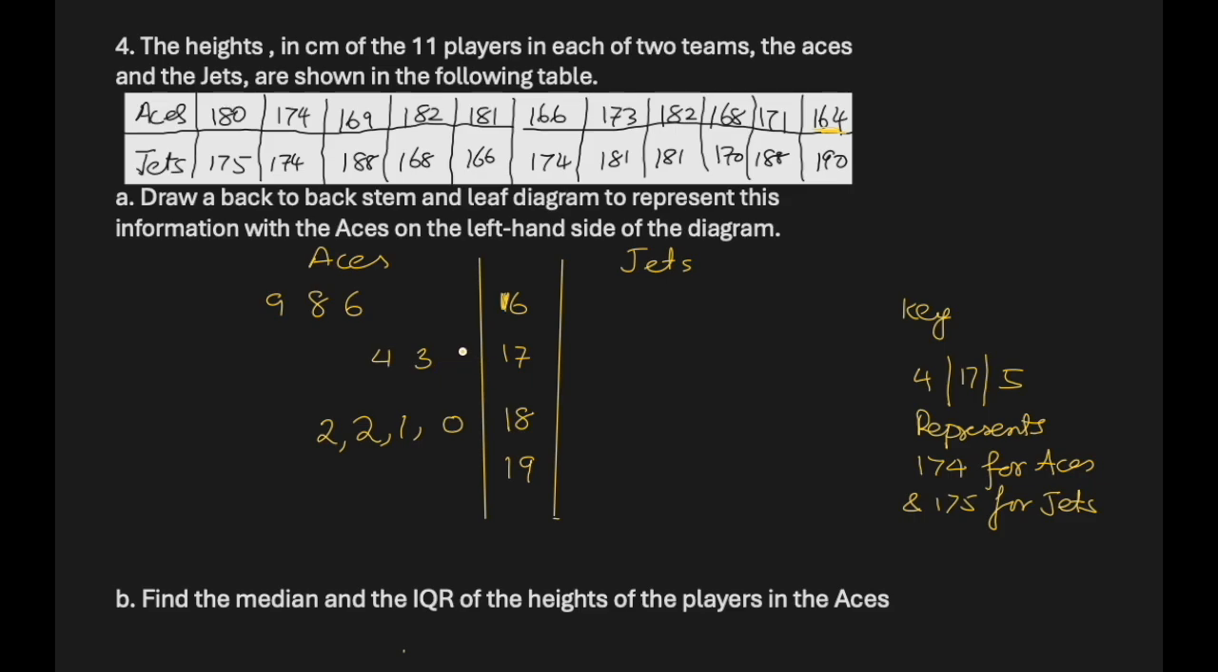171 and 164. So now I can put commas in between them. So this is for aces. 1 2 3 4 5 6 7 8 9 10 11. Always count so that you ensure that you didn't miss anything.